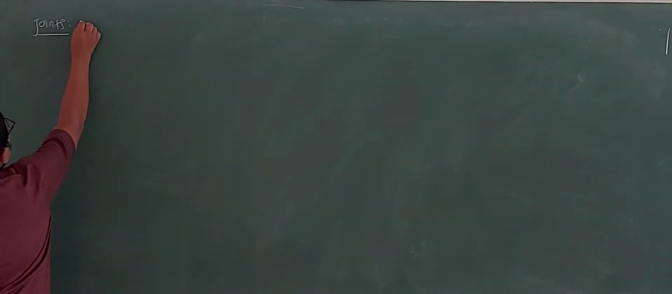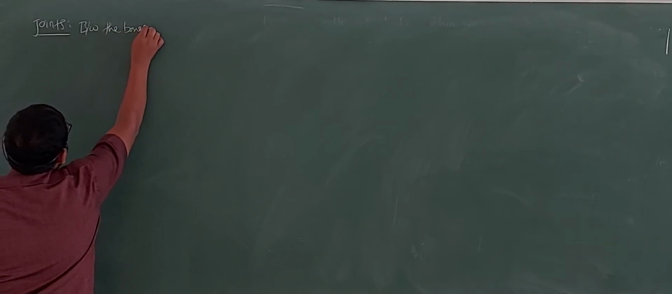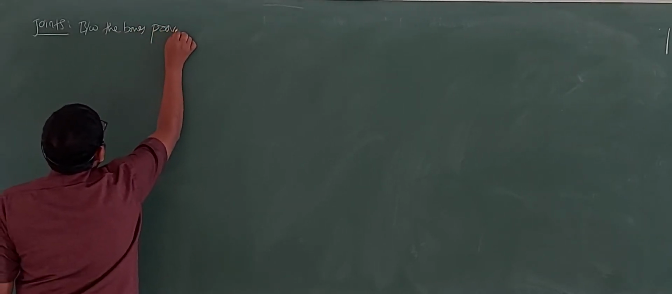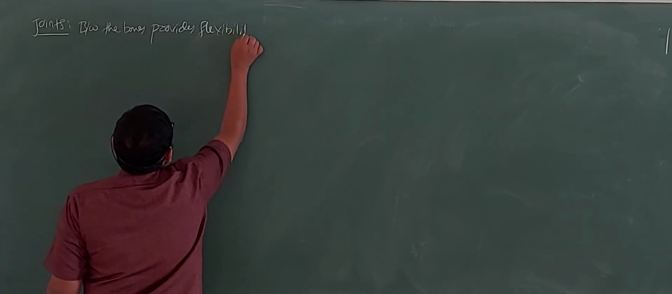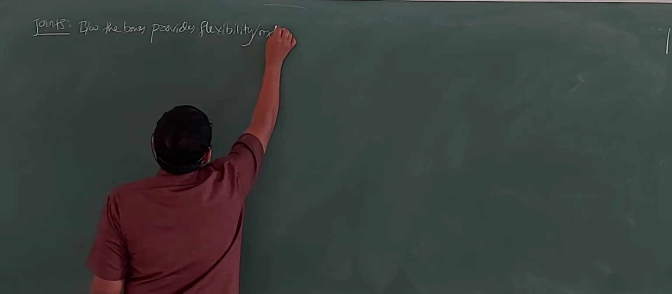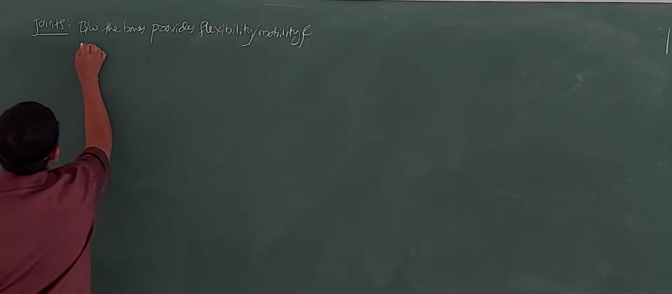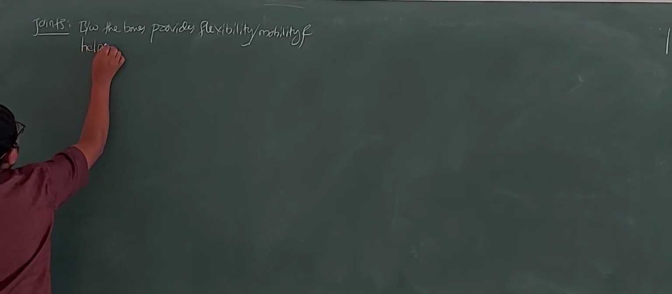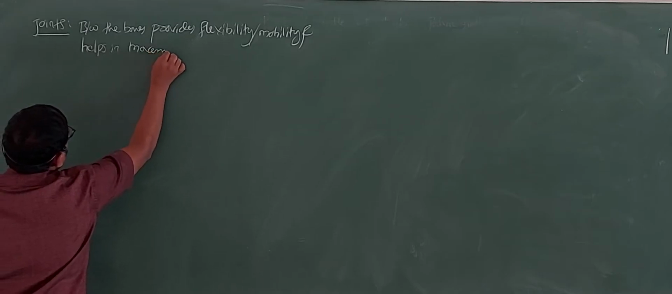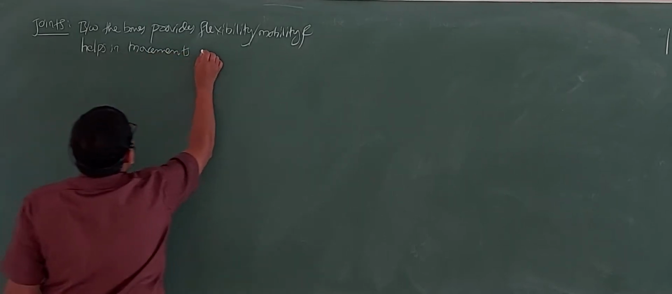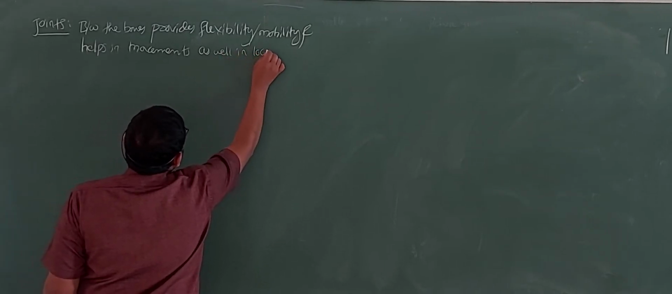So joints are between the bones. They provide flexibility or mobility and help in movements as well as in locomotion.